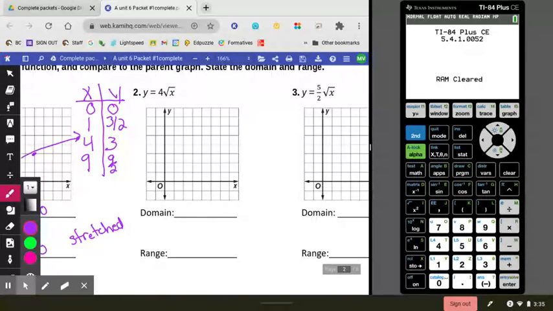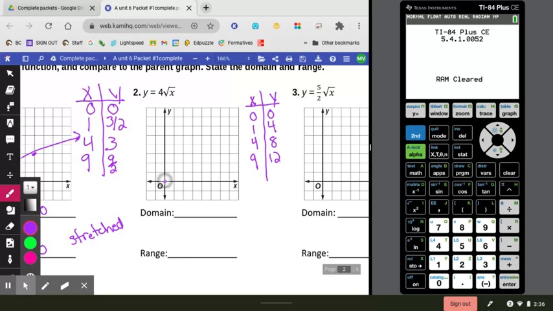Number 2, it's 4 radical x. So again, I make a table. I'm still taking the square root of x. So I choose numbers that are positive, that are perfect squares. Square root of 0 is 0, times 4 is 0. Square root of 1 is 1, times 4 is 4. Square root of 4 is 2, times 4 is 8. Square root of 9 is 3, times 4 is 12.